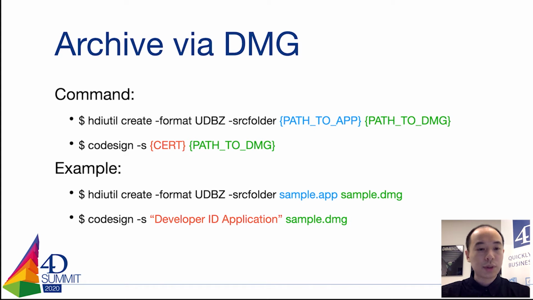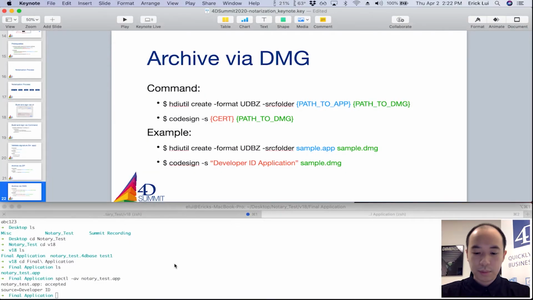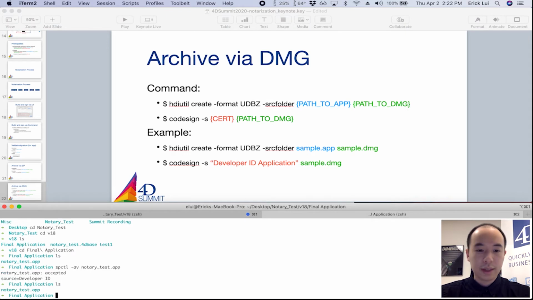And the reason I'm showing only terminal commands is if you plan to put this in some kind of script, you can use these terminal commands for later and kind of automate the process further down the line. But for this presentation, I'll be demoing each step manually just to get a feel of what it's like to notarize an application from scratch. So let's go ahead and put this application in a DMG.